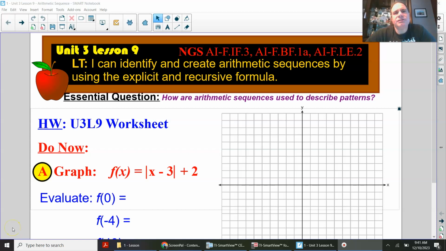Hello everyone, this is Unit 3, Lesson 9, and in this lesson we are going to identify and create arithmetic sequences by using the explicit and recursive formulas.